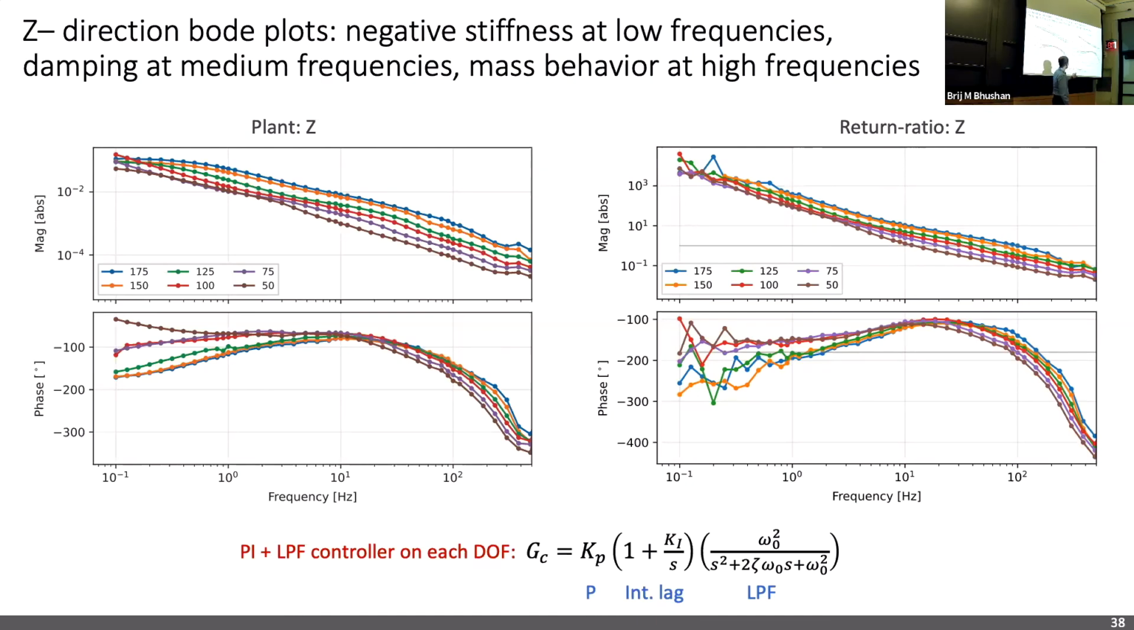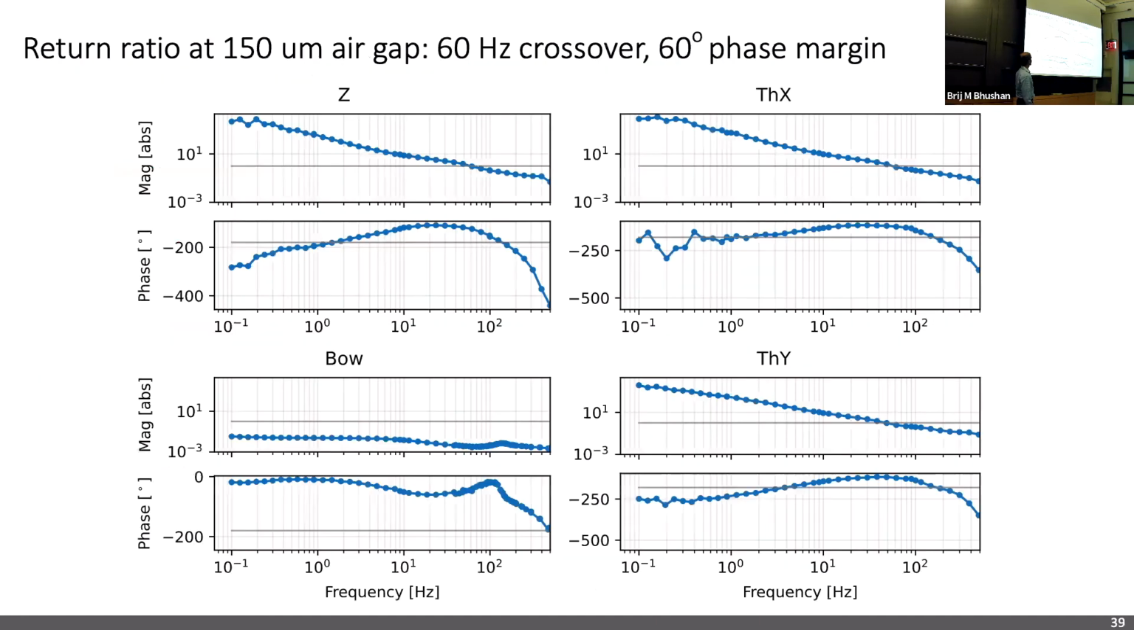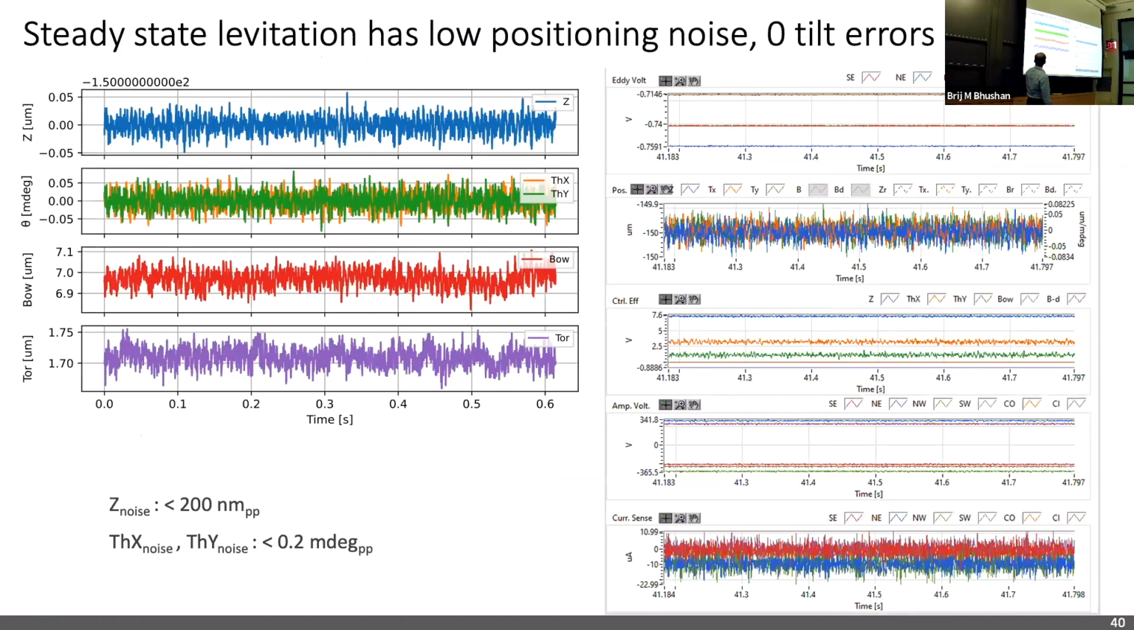We use PI controllers with a low pass filter as our controller for all the controllable degrees of freedom. This is the return ratio bode plot for each of the controlled degrees of freedom. We achieve a 60 Hertz crossover with a 60 degrees phase margin.